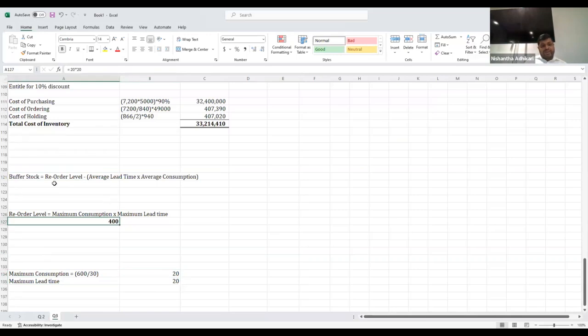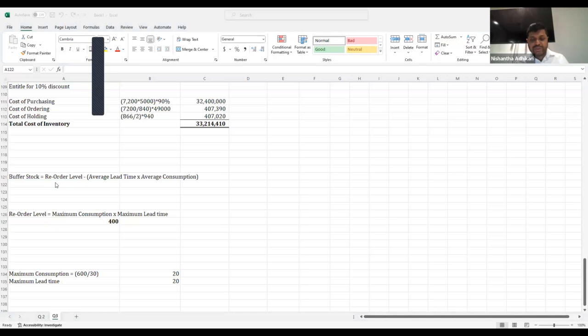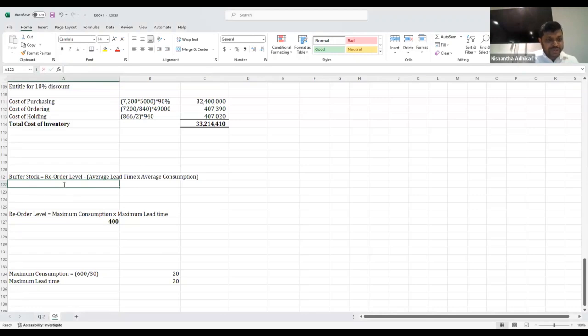Now, reorder level is available, right? Then average consumption into average lead time. Now we have to work it out. Reorder level there, therefore, reorder level 400 plus average lead time. Average lead time is minimum plus maximum divided by 2: 20 plus 10 divided by 2. That is one aspect.